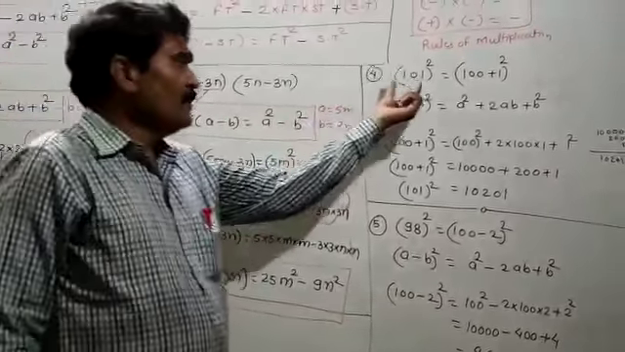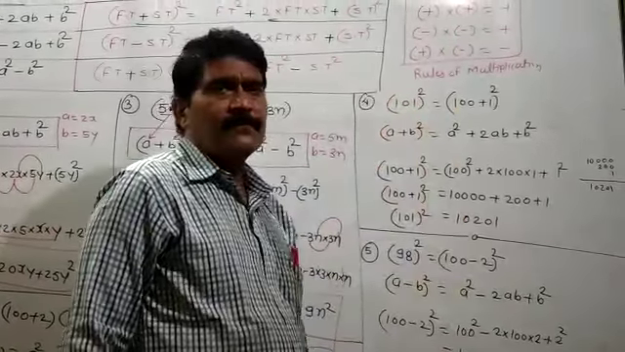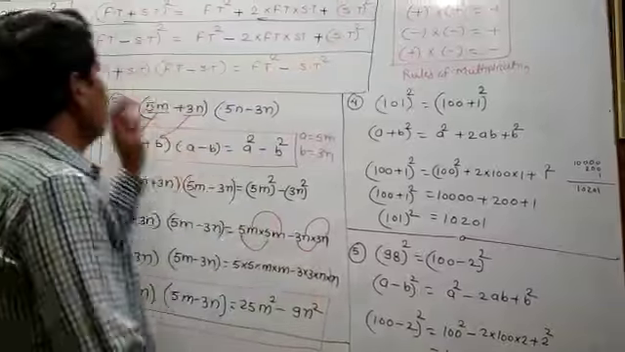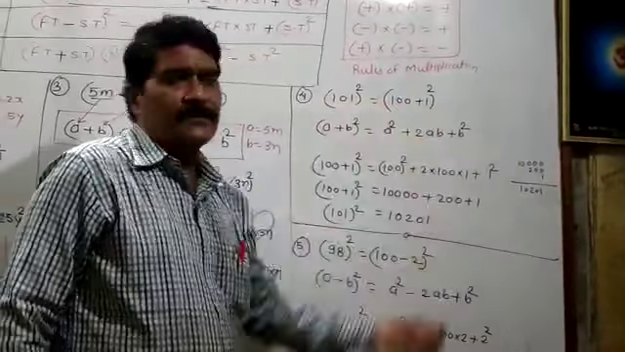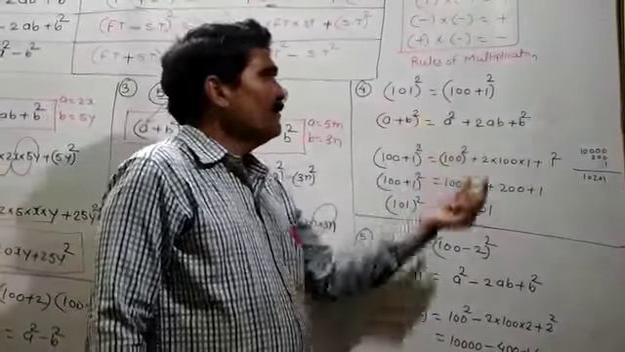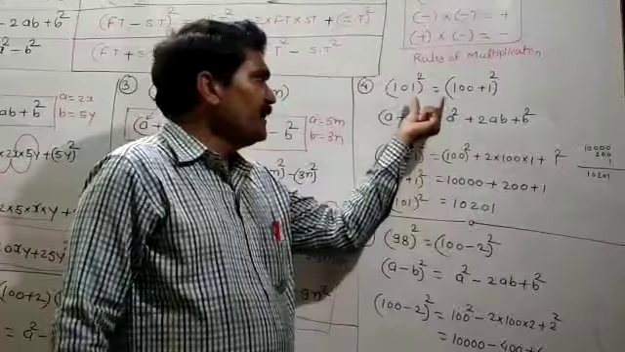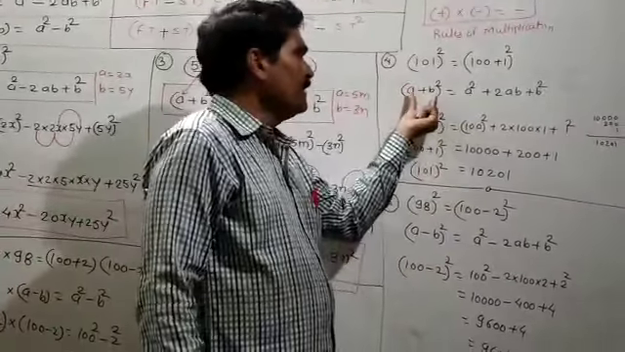Then you have to find out this answer: 101 bracket square is equal to. Here also you will utilize these basic identities. This 101 you will write like this: 100 plus 1. 100 plus 1 is equal to 101. So for easy calculation you have to use this identity.